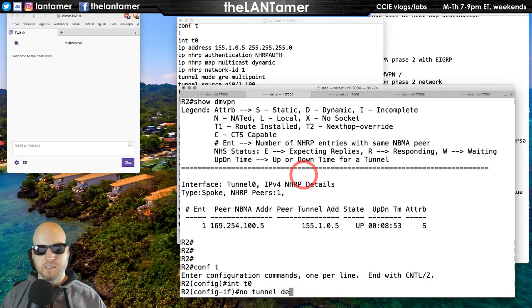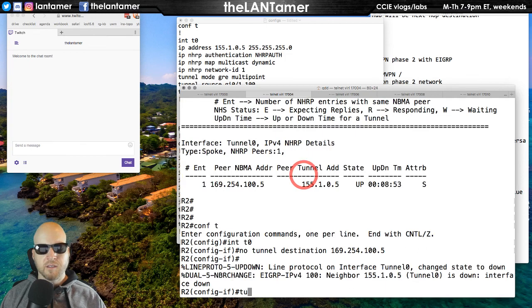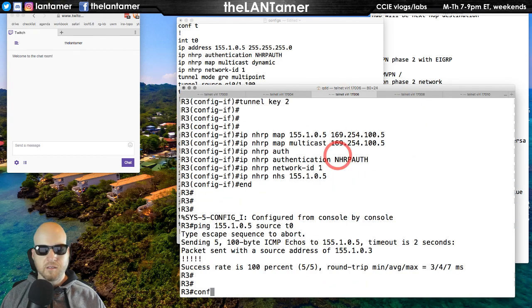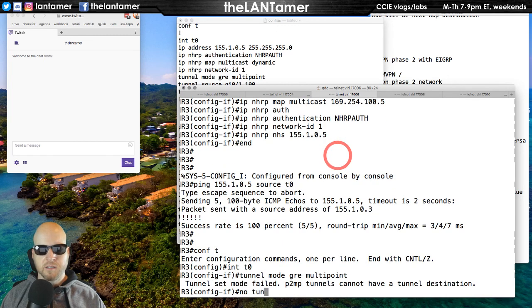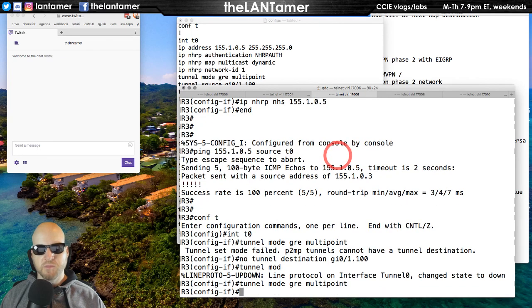Okay, so let's modify this on router 2 as well. No tunnel destination. I'm going to say tunnel mode GRE multipoint. Interface T0. Tunnel mode GRE multipoint. Yeah, okay, so we have to take that off first. I was doing it right the first time. No tunnel destination 10.1.100.1. Tunnel mode GRE multipoint. Boom.